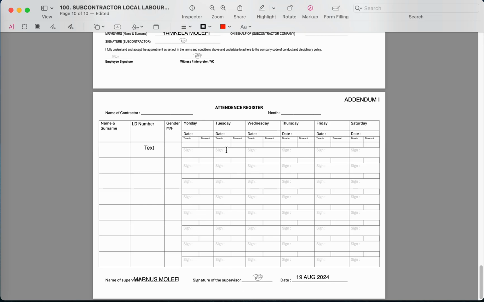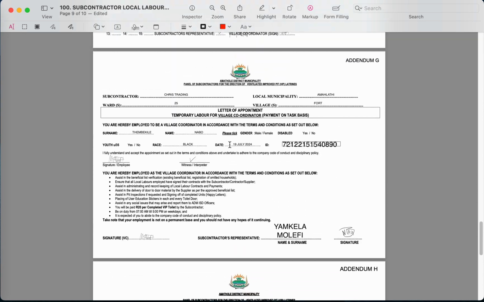Ladies and gentlemen, that's how you fill in the contract. I've tried to make it as short and quick as possible. I didn't hit the 45 minutes mark, which was my goal, but it is around 50 minutes 22. That's how you fill in the contract, my ladies and gentlemen.